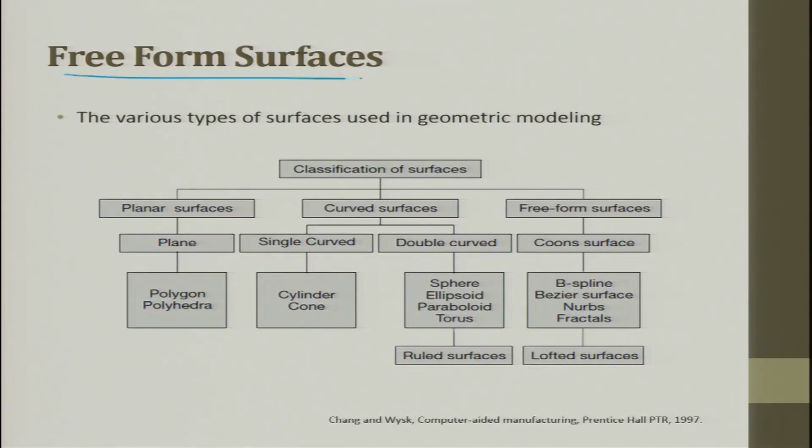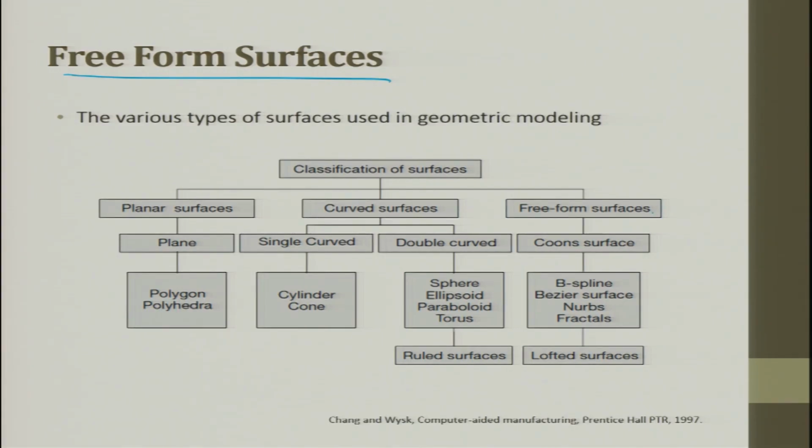When we talk about freeform surfaces, in a nutshell, these are the various types of surfaces in geometry. We will have planar surface, curved surface and freeform surfaces. In planar surfaces, you will have planes. These planes are made by polygons and polyhedrals. When we talk about curves, there will be single curve and double curve. Cylinder and cone are part of single curve. Double curve includes ellipse, ellipsoid, sphere, paraboloid and torus. These are all double curves. And then you will have ruled surfaces.